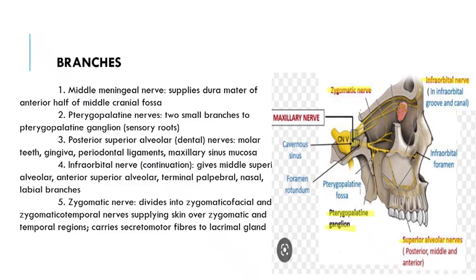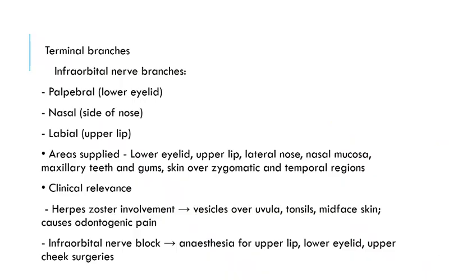And fifth is the zygomatic nerve that divides into zygomaticofacial and zygomaticotemporal nerves, supplying the skin of the zygomatic and temporal region and carries secretomotor fibers to the lacrimal gland. The terminal branches are the infraorbital nerve branches: palpebral, which supplies the lower eyelid, nasal, which supplies the side of the nose, and labial, which supplies the upper lip.